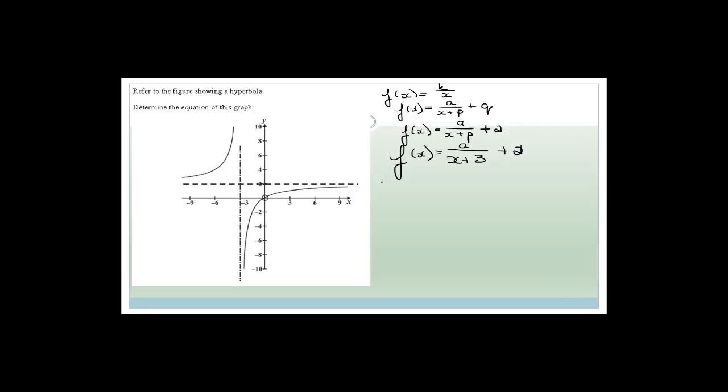Right, now finally we need to find the value of a. So we need to choose any point and substitute it in to get a value. But you will notice that the only point we've got on this is the origin that it's going through. So we are going to have to substitute in (0, 0) into that equation to find the value of a. So let's do it. The y value is 0, equal to a over 0 plus 3, plus 2.